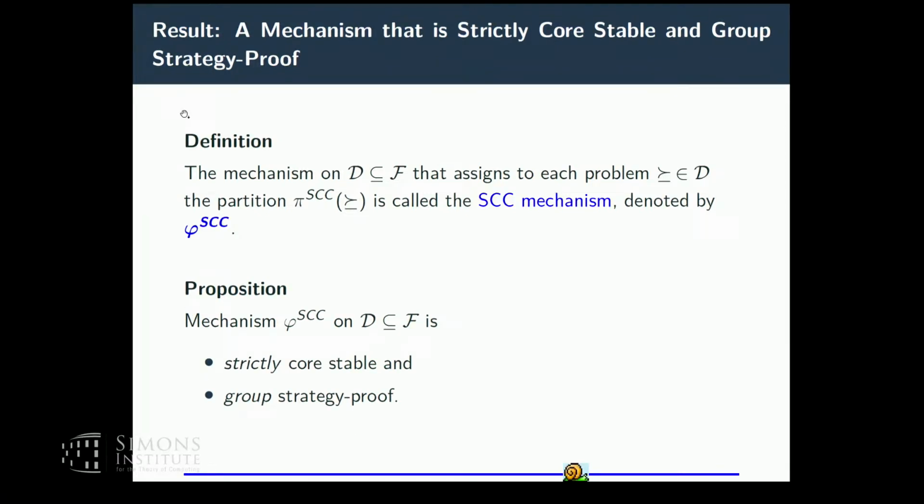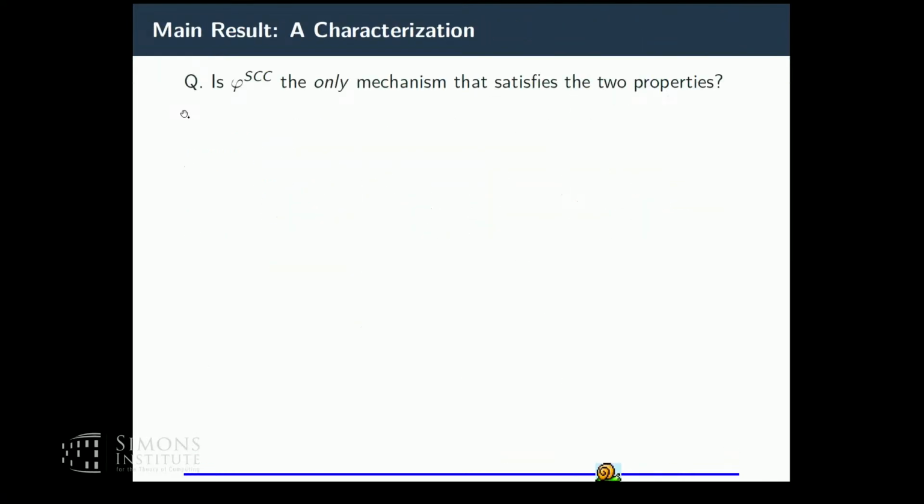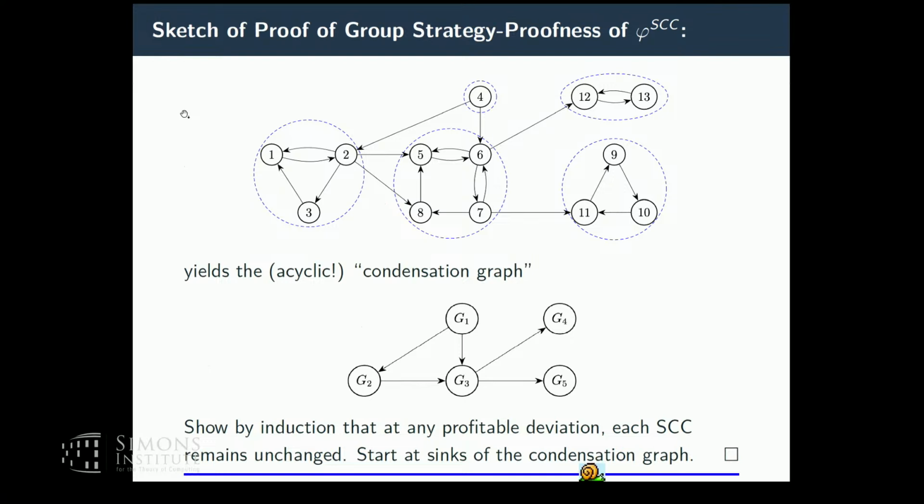And the mechanism that assigns the SCC partition is strictly core stable, we know that, but it's also group strategy-proof. I'm not going to talk much about the proof, but the point is there's something really nice happening. You know that if you have a decomposition into SCC components, you can define the so-called condensation graph where each component is shrunk. You just contract it into a single node, and whenever it has an outgoing arrow, that remains an arrow in your graph. So you can obtain a condensation graph.